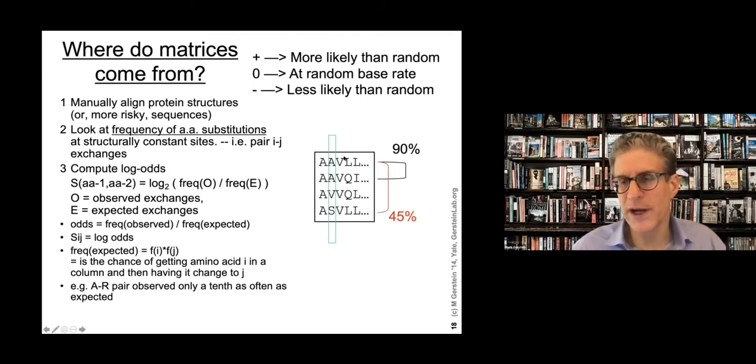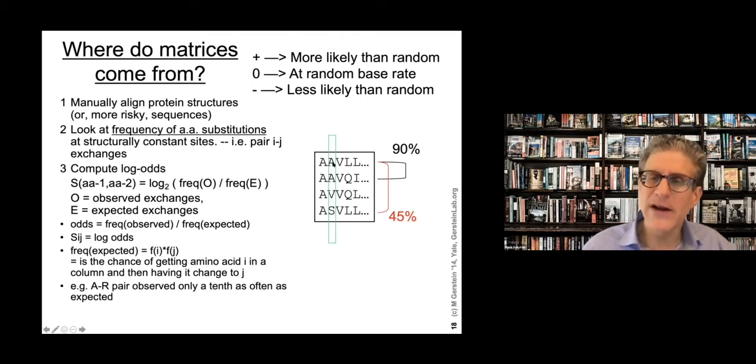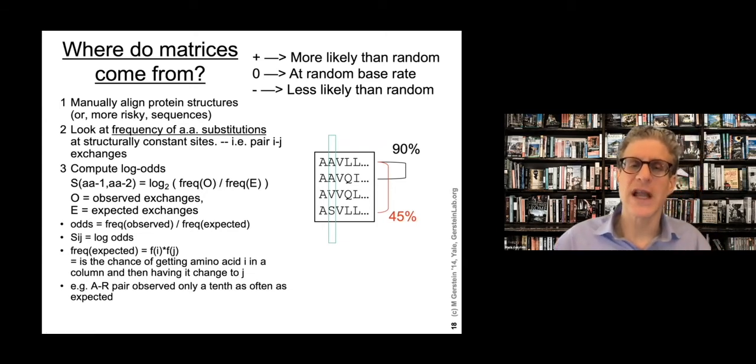So here's what you might do. You might have these gold standard alignments, and you would calculate how many times in these gold standards you see an A being substituted by a V, or an A substituted by an S, or a V substituted by an S, and so forth. And then you could take the frequencies of the substitutions and use that as a score.